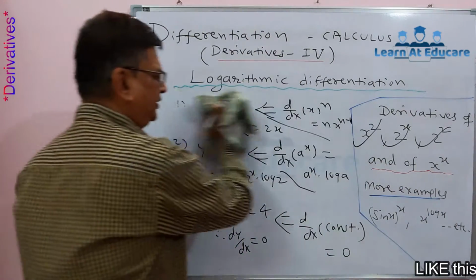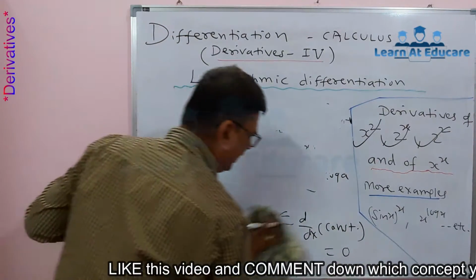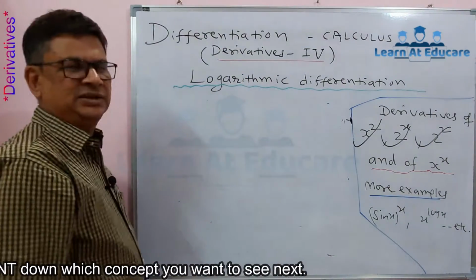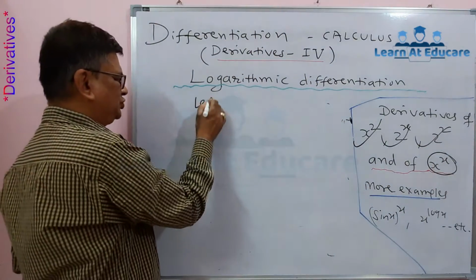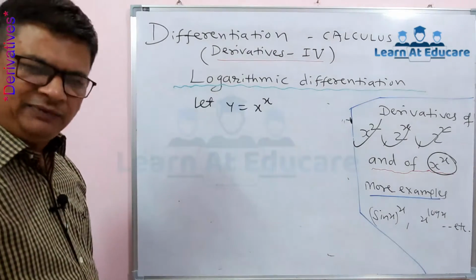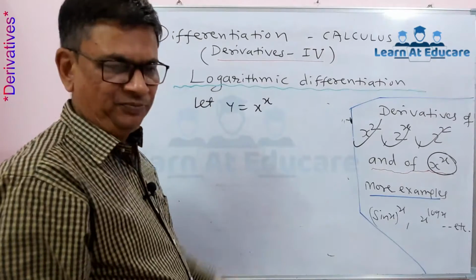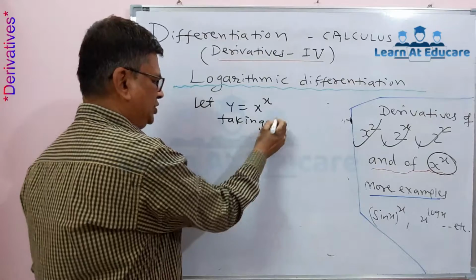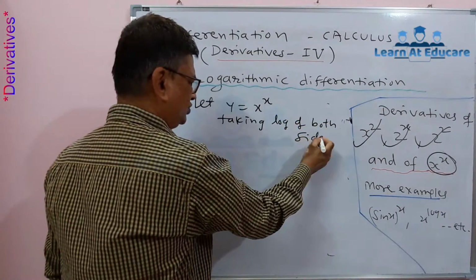These examples are given to understand when to use logarithmic differentiation: if there is a function which contains the index as well as the base both as functions, that is x raised to x, for example. So we are supposed to get the derivative for y equal to x raised to x. We cannot directly differentiate, there is no formula available of this type. Then what to do in such a case? In such a case, we take log of both sides. So in logarithmic differentiation, we take log of both sides.